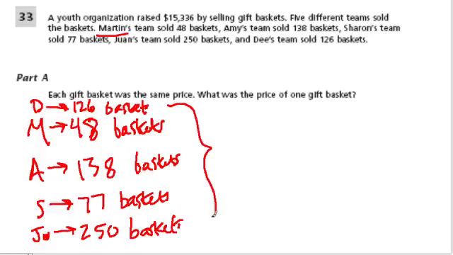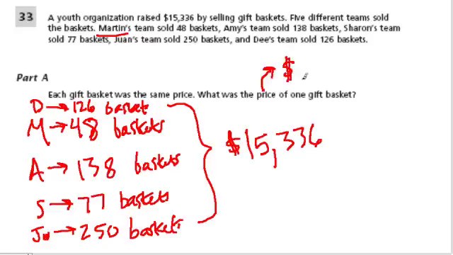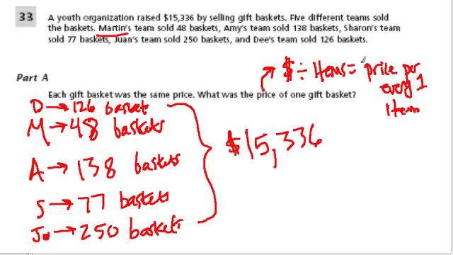So altogether, after selling all these baskets, we made $15,336. Well, to find out the price of one basket, and this is just in general, if you want to find out how many dollars something costs per item, you take the dollars and you divide it by the amount of items you have. And that will tell you the price per every one item. There are other videos where I talk about why this makes sense, but this is the general strategy. Price divided by items gives you the price per every one item.